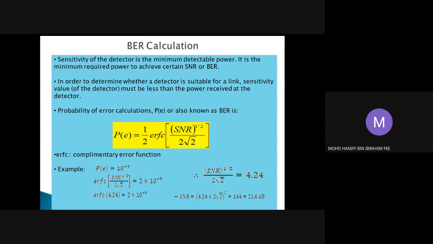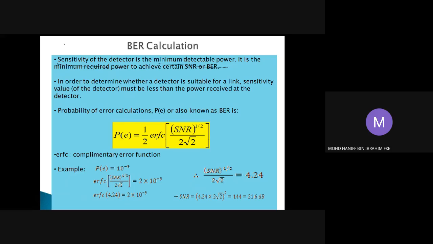Let us proceed with the BER calculation, which is the interrelation between the BER and the SNR. Sensitivity of the detector is the minimum detectable power. We have discussed this before: sensitivity of the detector is the minimum detectable power.